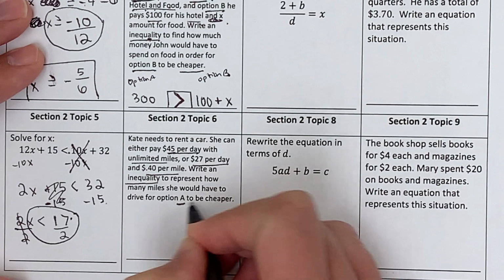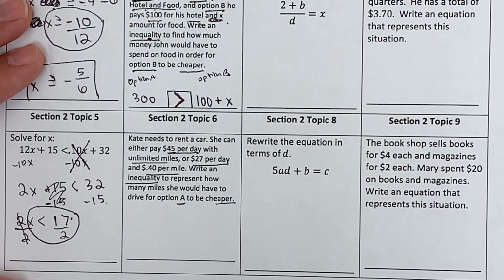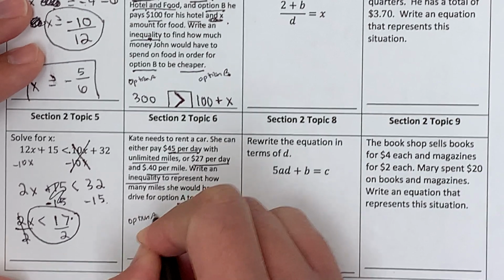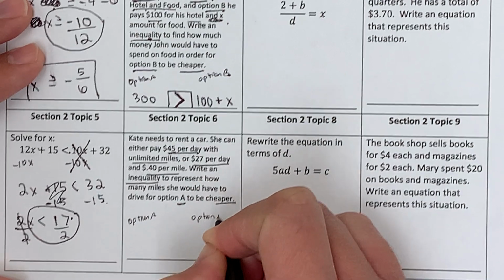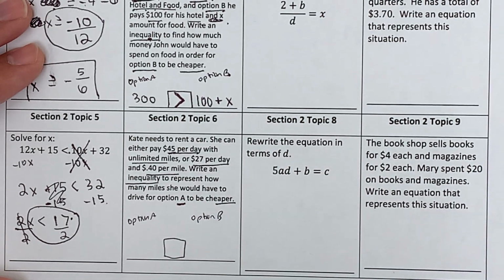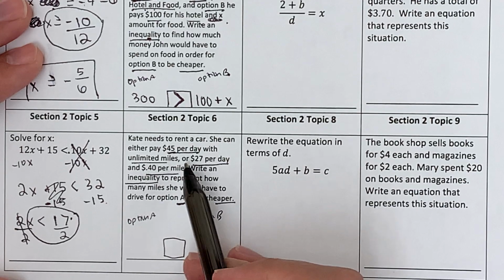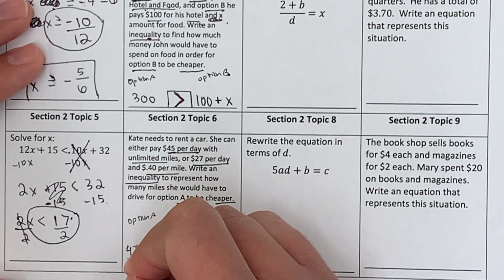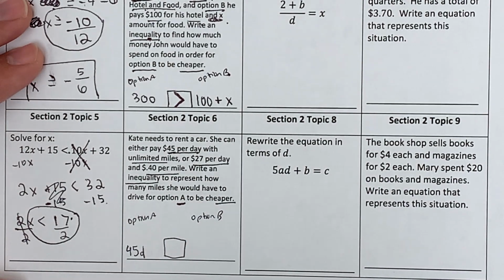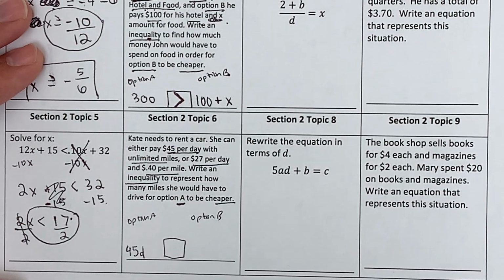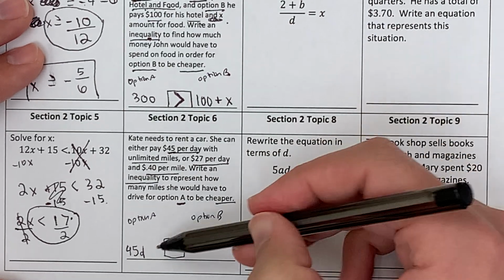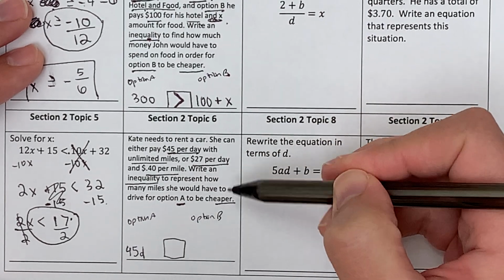So option A, we want to be cheaper. So this is where again, you're gonna write option A to the left, option B, put our box in the middle. All right, so it says 45 per day, so we're gonna write 45. And now it says per day, so we're gonna write 45D, right? 45 times the number of days. Now, if it said that she's only renting it for 1 day, then we wouldn't really need the D, but it doesn't actually say that on here.